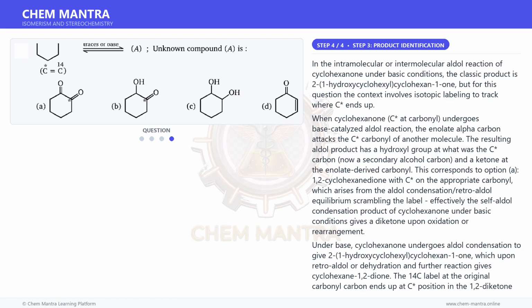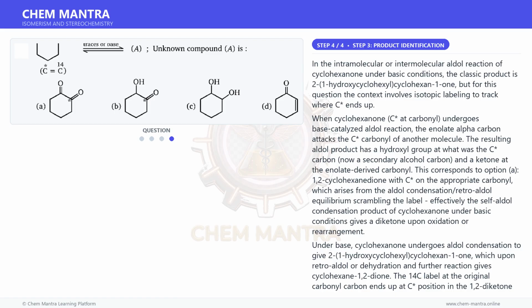When cyclohexanone, C** at carbonyl, undergoes base-catalyzed aldol reaction, the enolate alpha carbon attacks the C** carbonyl of another molecule. The resulting aldol product has a hydroxyl group at what was the C** carbon, now a secondary alcohol carbon, and a ketone at the enolate-derived carbonyl.